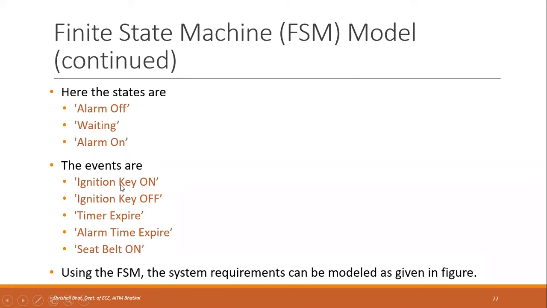The first is ignition key on. That means the driver is coming inside and turning on the engine. Then ignition key off. Then timer expire, which is for the 10 seconds time. Then alarm time expire, which is for 5 seconds. Then seat belt on. If the driver puts on the seat belt, that is seat belt on. So using these states and events, you can draw the FSM model.